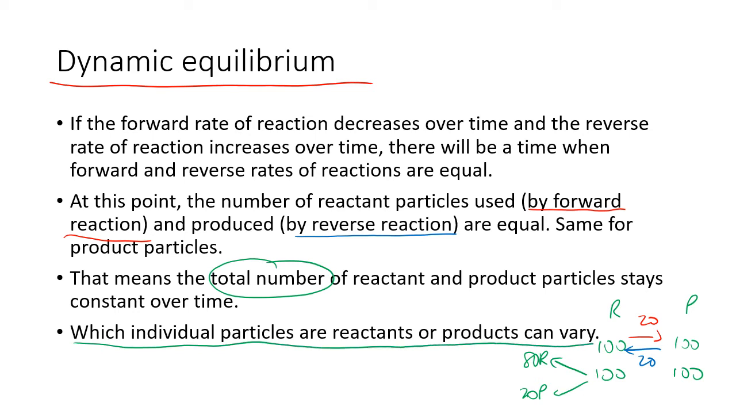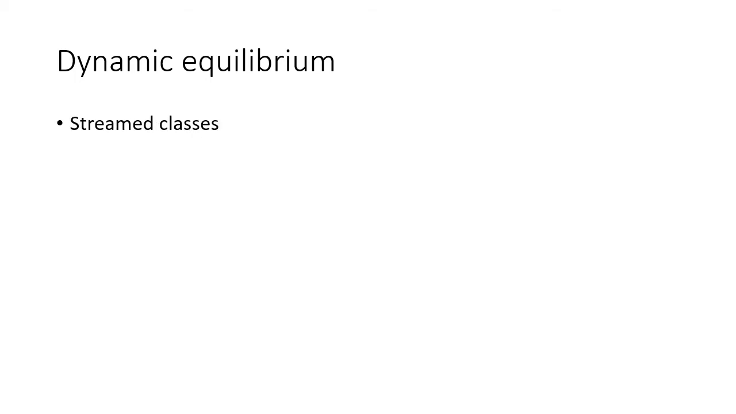So given enough time, and if they're randomly selected, all of those 100 would cycle through and be a reactant or a product at a given point in time. However, there would always be 100 reactants and 100 products over that time. That is dynamic equilibrium.